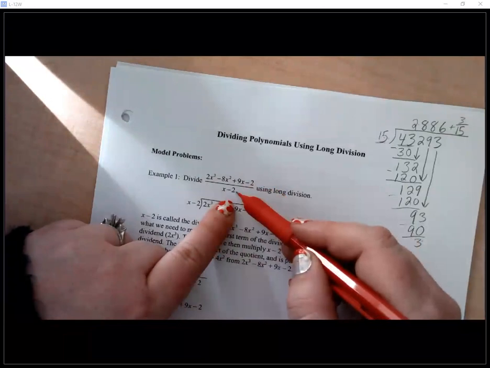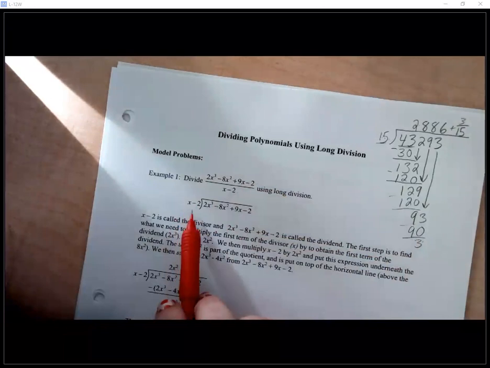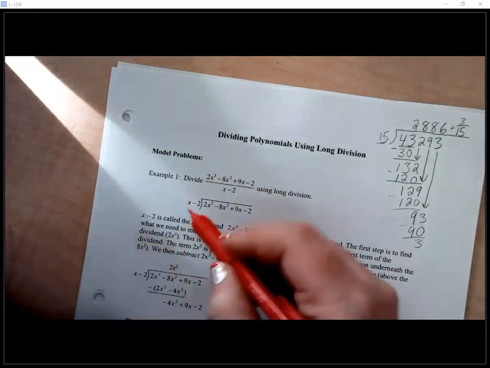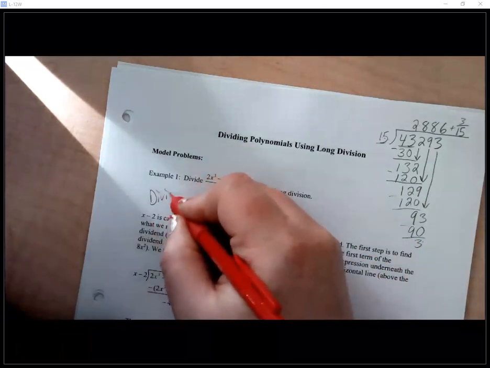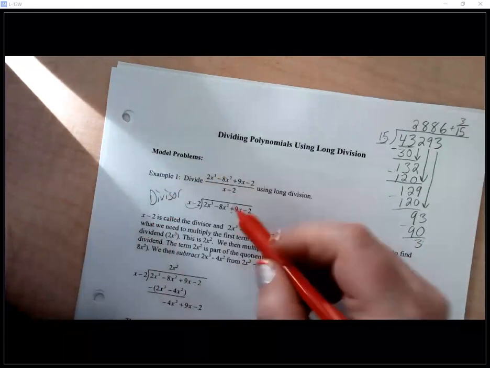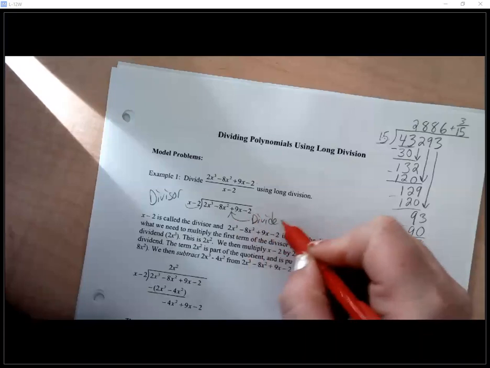Remember, whatever you're dividing by is the thing that goes on the outside. Do you guys remember the names of the things? Dividend and divisor. Which one's which though? Yes, the thing on the outside is the divisor. The thing in here is the dividend. And the answer is the quotient.